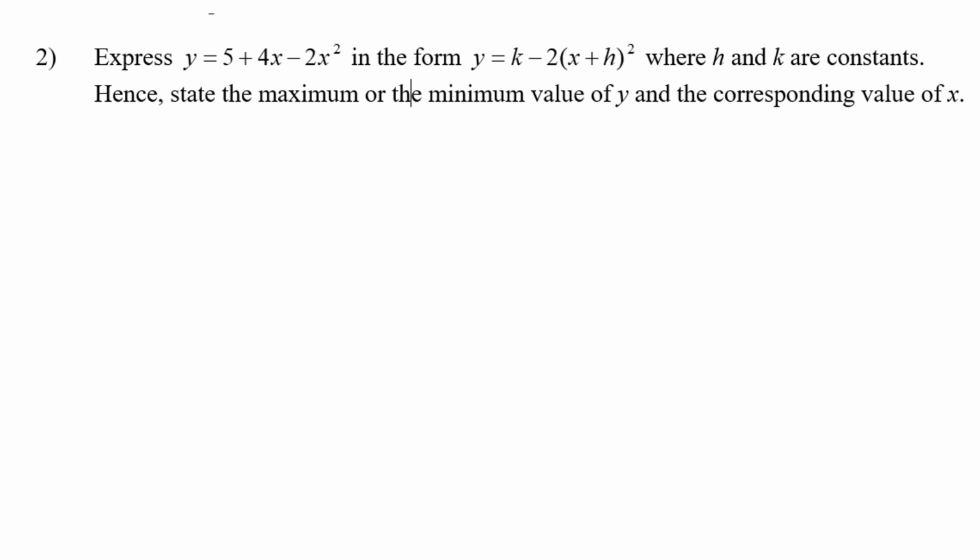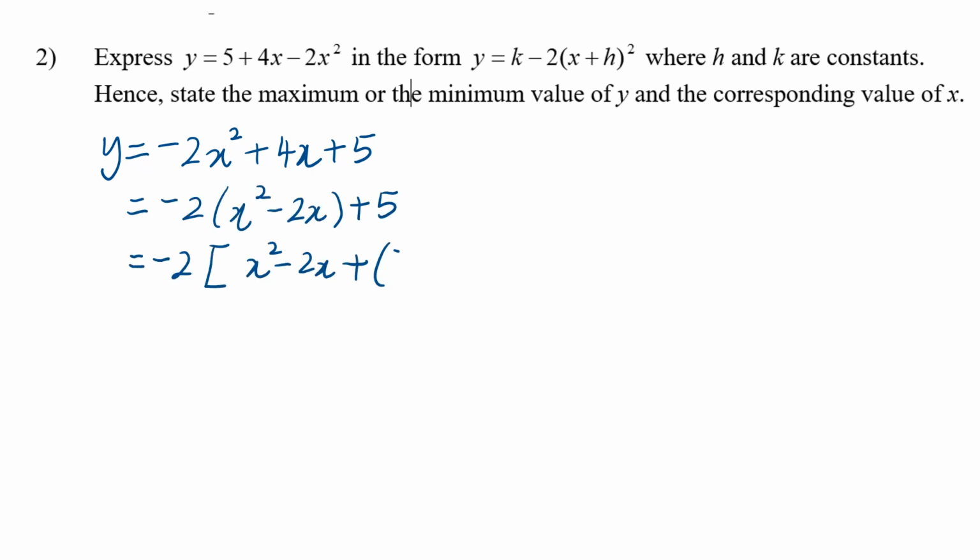Alright, so the next question is to perform the completing the square skill. You're given a quadratic curve, and you need to complete the square for it. So we're going to rewrite it as ax squared plus bx plus c, so it becomes negative 2x squared plus 4x plus 5. To perform completing the square, step number 1 is to make the coefficient of x squared 1. So we need to factorize negative 2 out.